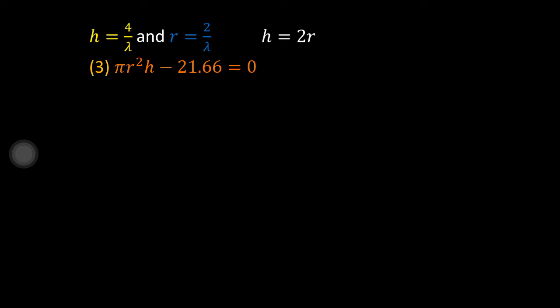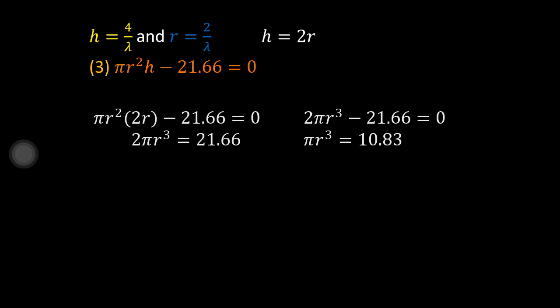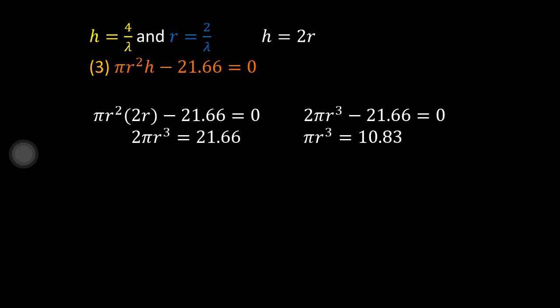So yung equation 3 natin is pi r squared h minus 21.66 is equal to 0. Substitute natin yung 2r, so pi r squared multiplied to 2r minus 21.66 is equal to 0. Then, 2 pi r cube, magiging r cube na siya kasi 2r times pi r squared, minus 21.66 is equal to 0. So, lipat natin sa kabila yung negative 21.66, magiging 2 pi r cube is equal to positive 21.66 na siya.